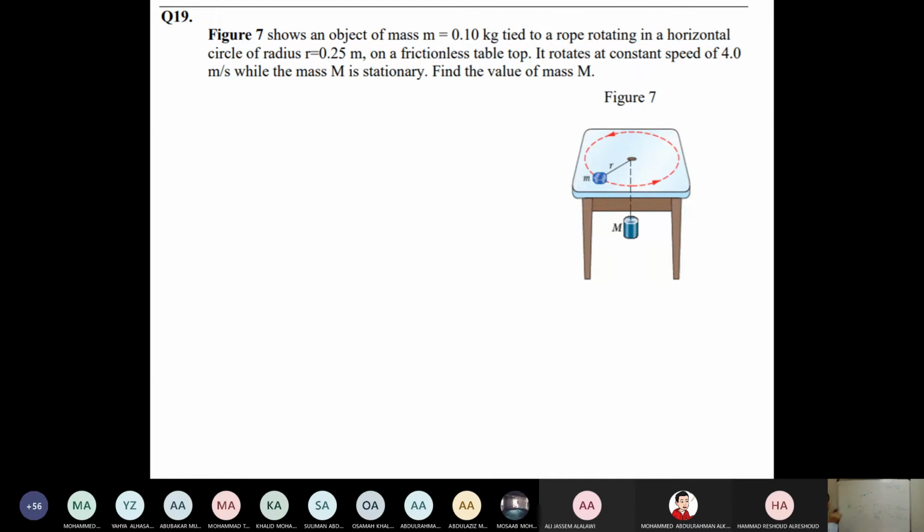So now I'm looking at the problem and how many variables I have. I have 0.1 kilogram, and then I have the velocity squared, and that is 4 meters per second squared. And then here I have 9.8 times the radius, and the radius is 0.25. Everything is known, so I can determine the mass. Any question here? Clear.